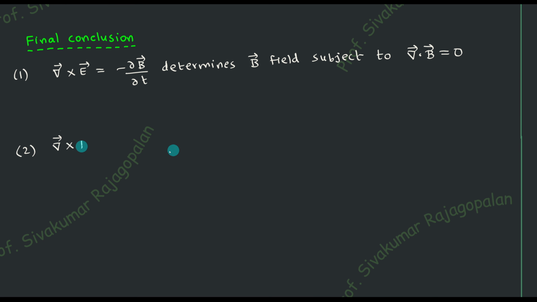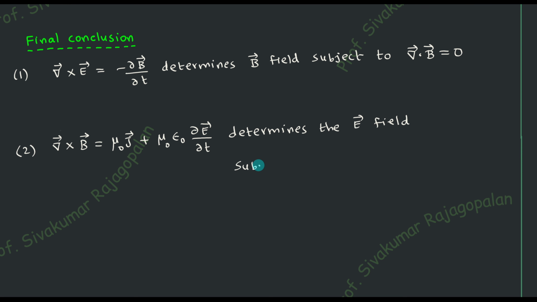Of course, I already explained all these things, so let me write down the important conclusions we made in today's class. This is your second curl equation. The second curl equation determines the electric field, subject to the constraint, or restriction, whatever you call it, that the divergence of E equals rho by epsilon naught.